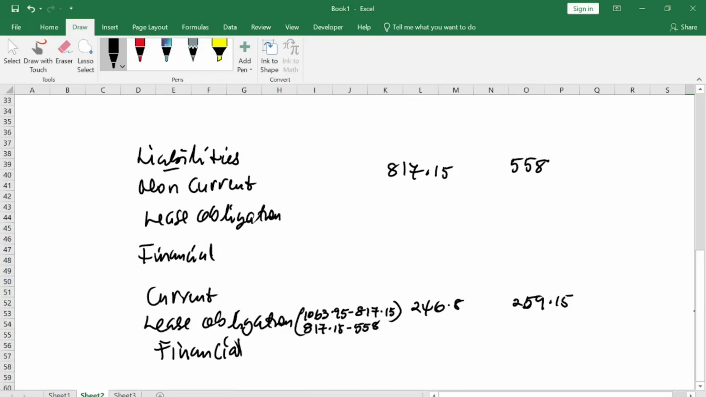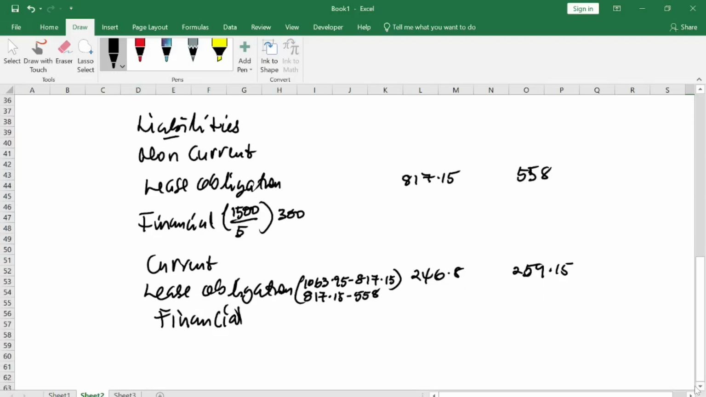Remember also, this one comes here. So this is 817.15. All right, good. So remember also the financial liability. The total financial liability to be serviced was how much? It was 1,500, all divided by 5 years. That gives you 300.